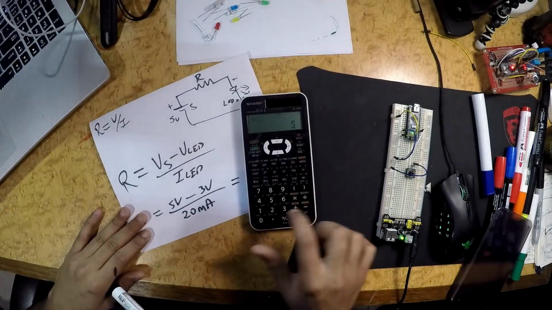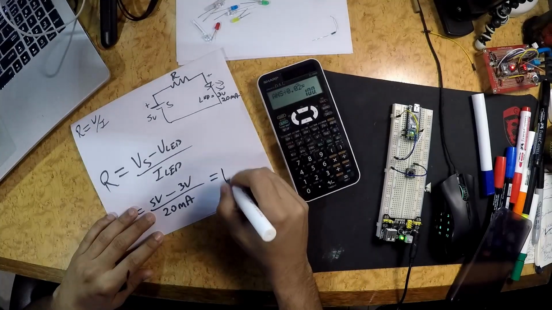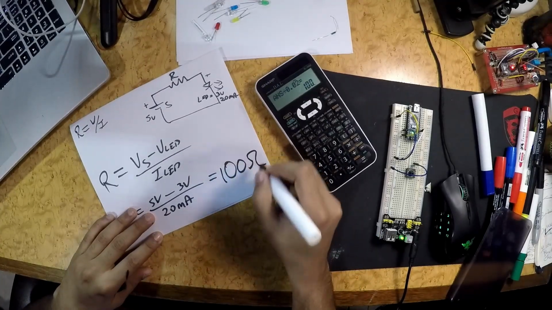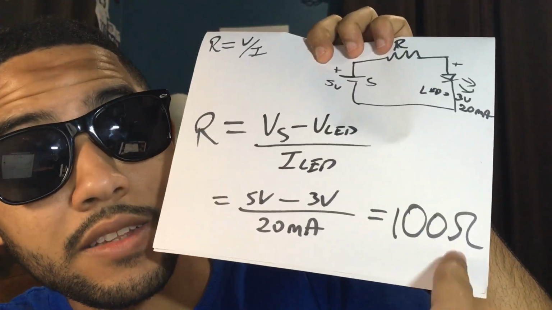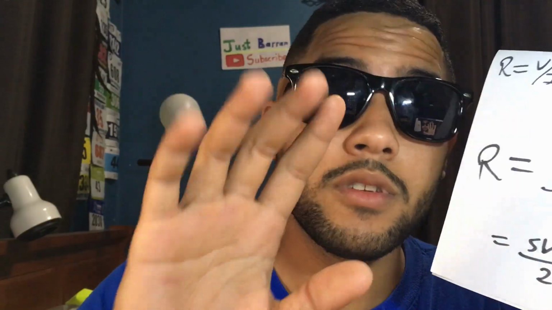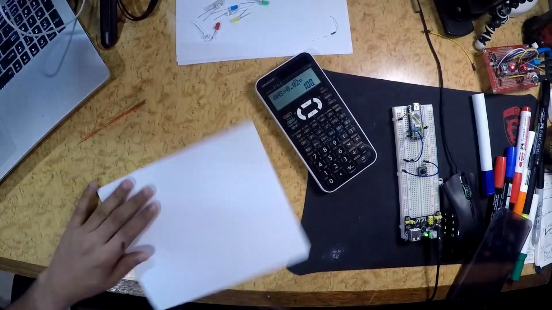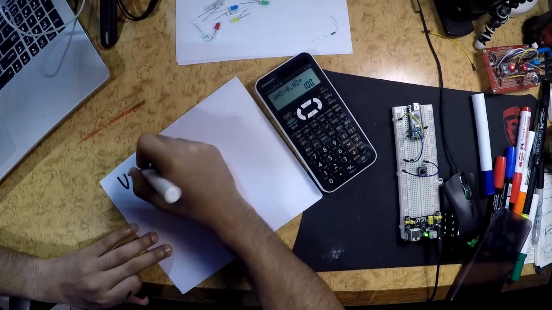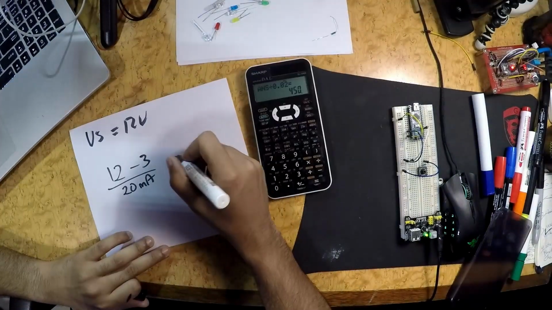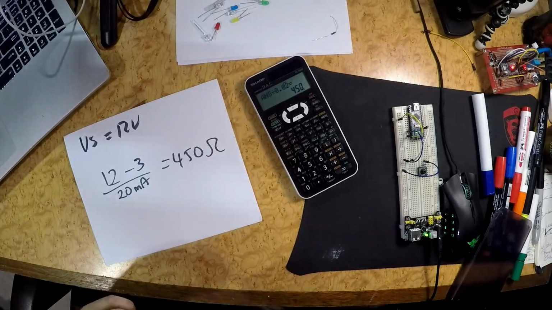Calculator, 5 minus 3 divided by 0.02, that's 100 ohms. Yeah, we need at least a 100 ohm resistor to protect our LED at 5 volts. Now if the voltage goes higher, we'll obviously need more protection. So let's say Vs is equal to 12 volts. We're going to need 450 ohms.